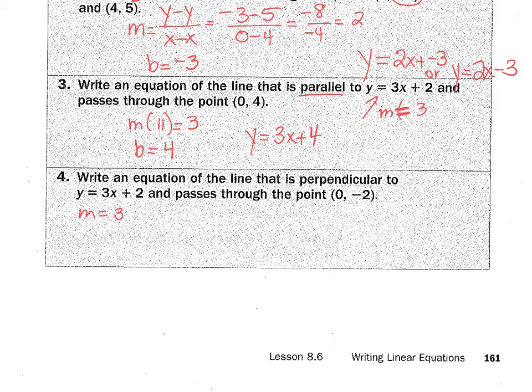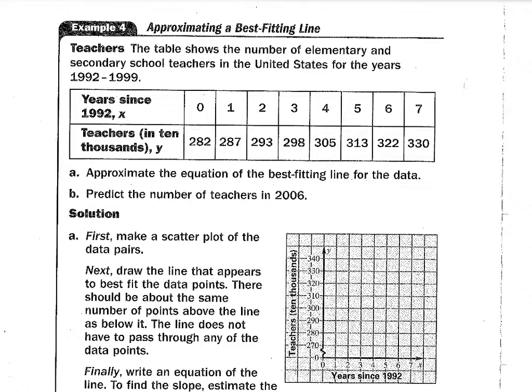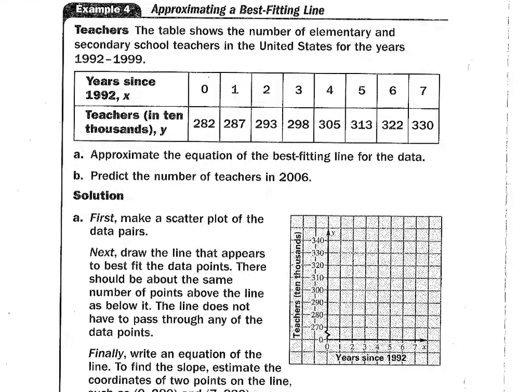Okay, so we know the slope of that line is 3. What's the slope of the perpendicular line? Because this one wants perpendicular. Jacob? -1/3. Good. What's the y-intercept of that line? Tessa? -2. So write the equation for me. What is the equation, Hannah? y equals -1/3 x minus 2. Good.